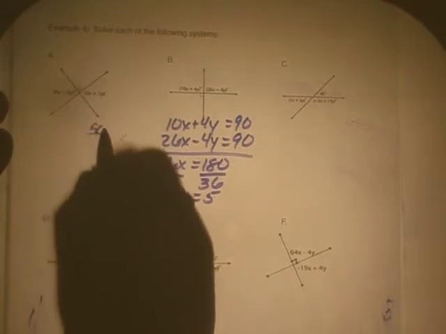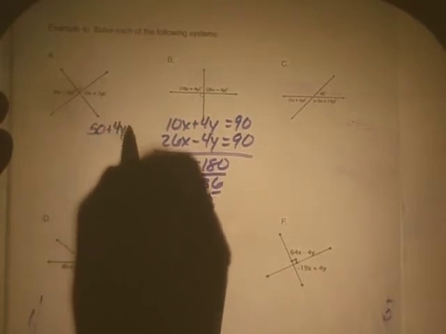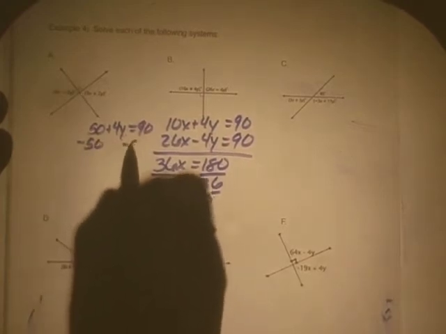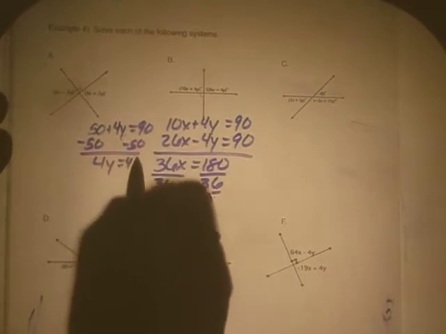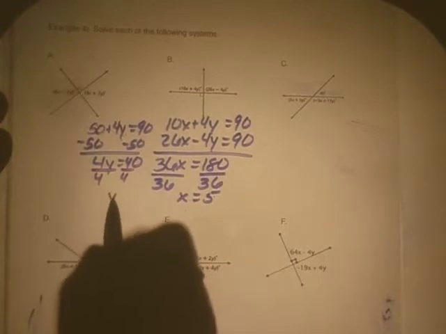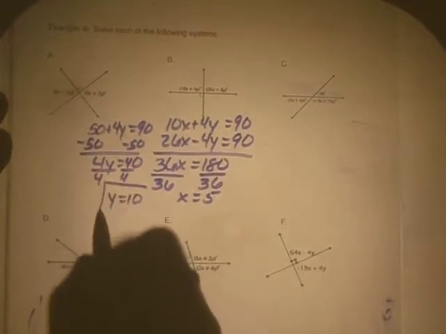You need to take that, substitute it back in. I'm going to put it in this first one. 10 times 5 is 50, plus 4y equals 90. Subtracting 50 from both sides, you have 4y equals 40. And when we divide both sides by 4, y equals 10. There's our x value and our y value.